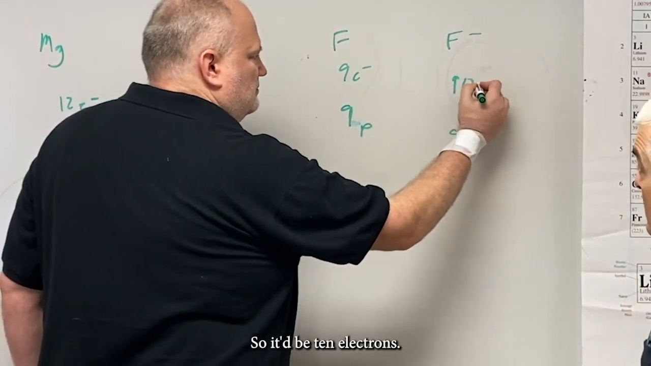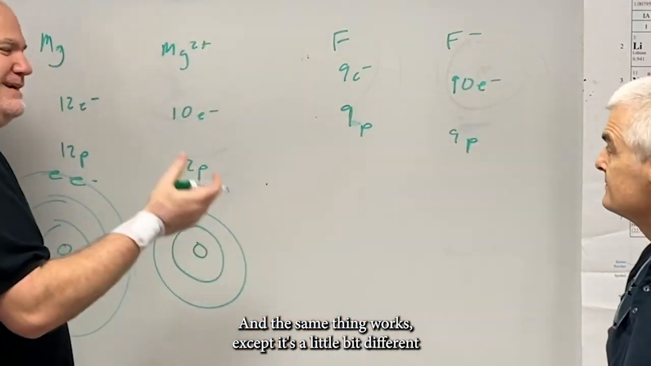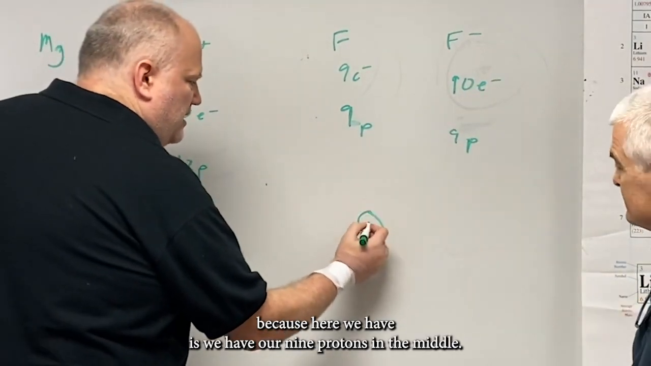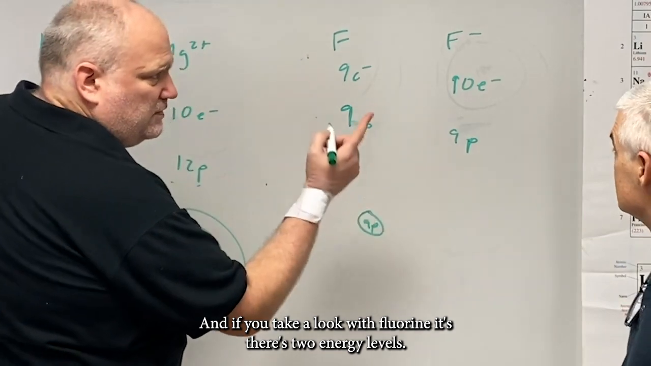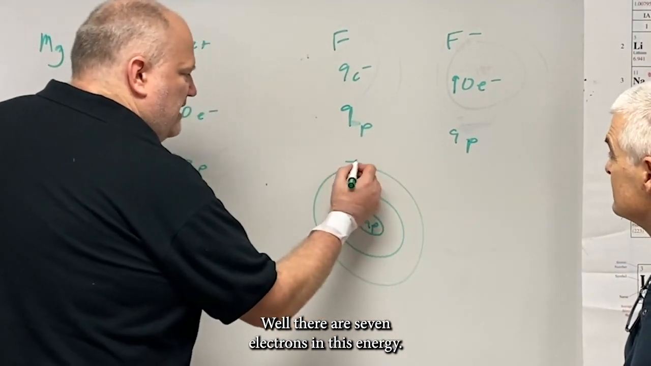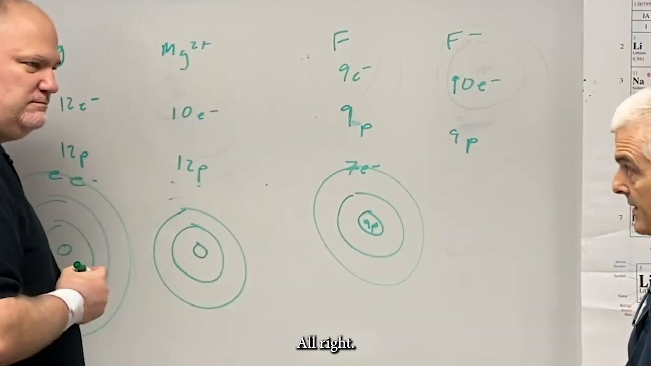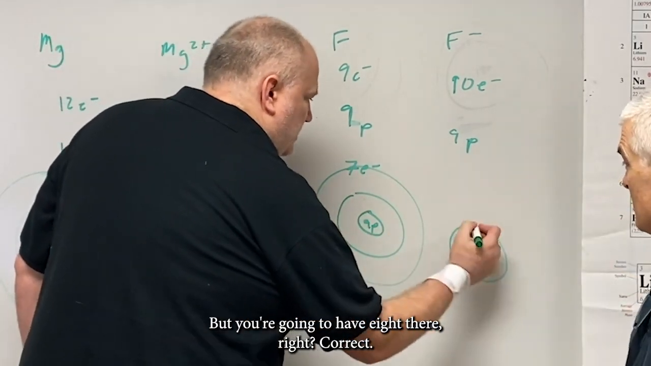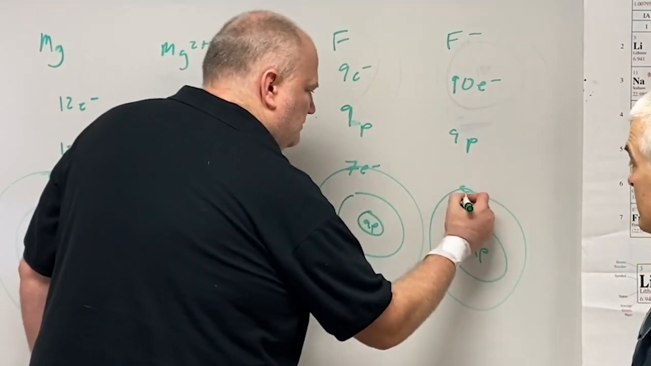So it'd be 10 electrons. And the same thing works, except it's a little bit different, because here we have 9 protons in the middle. And if you take a look at fluorine, there are 2 energy levels, right? Well, there are 7 electrons in the outermost energy level. In this case, it's the same ballgame, but you're going to have 8 there, because you added 1 electron.